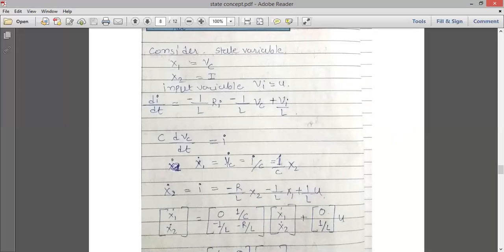So what will be x1 dot? x1 dot is equal to Vc dot. Vc dot is equal to i upon C, and we represent i by x2. So x1 dot is equal to 1/C x2. Now x2 dot is i dot, the derivative of i. The derivative of i is given by this equation: minus R/L x2 minus 1/L x1 plus 1/L u.